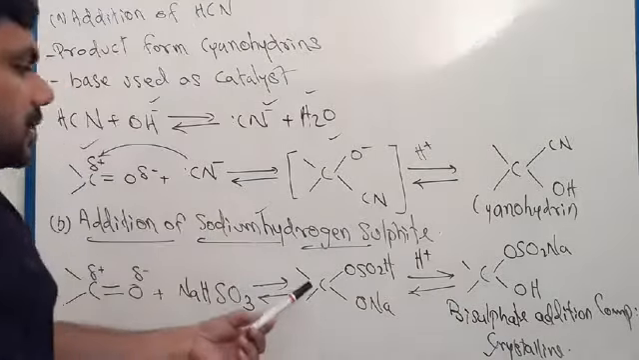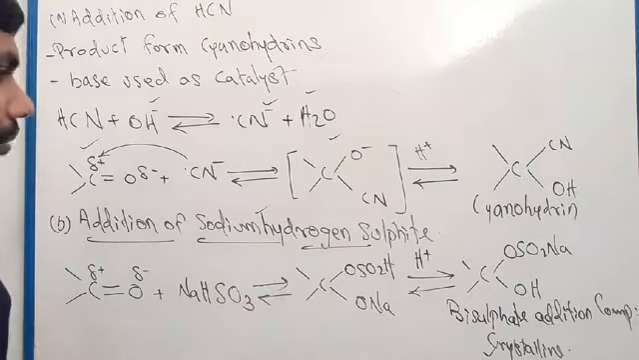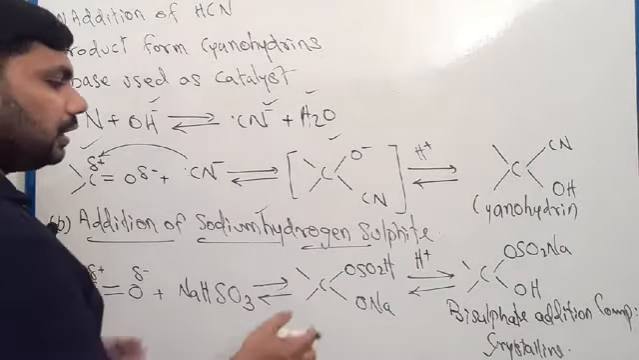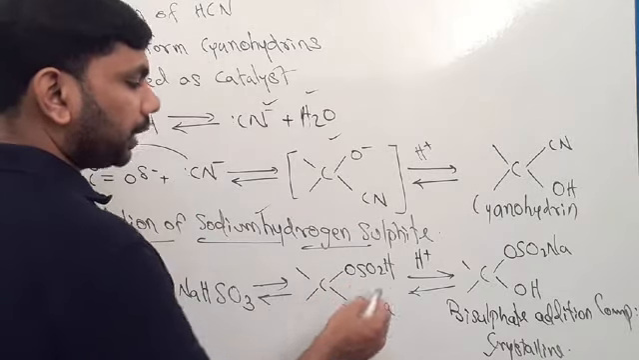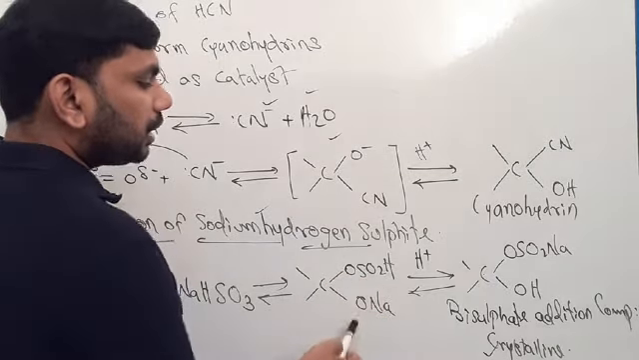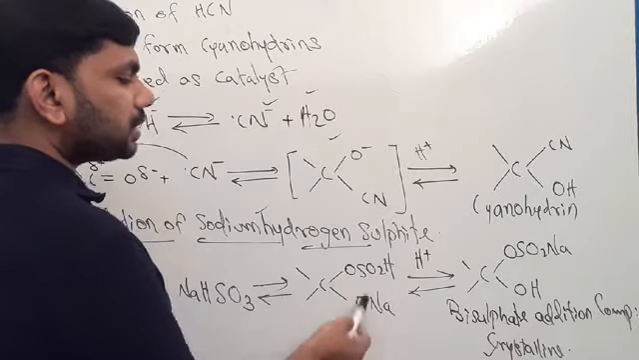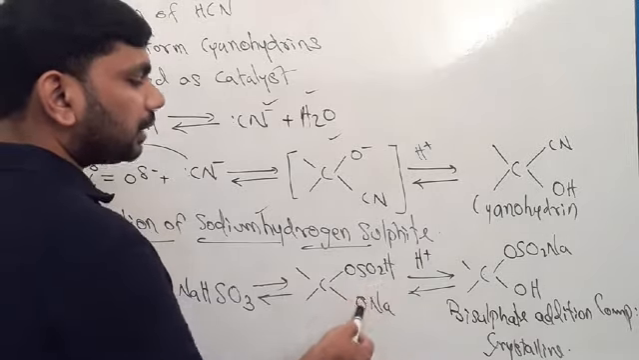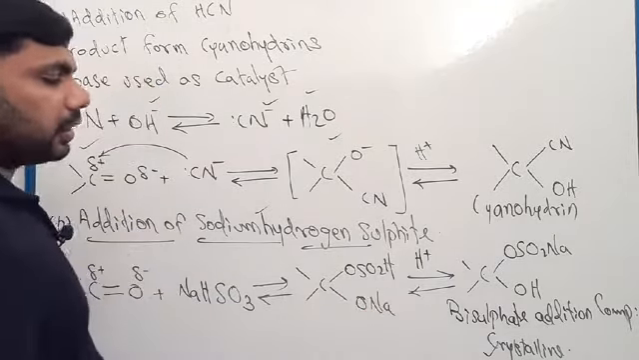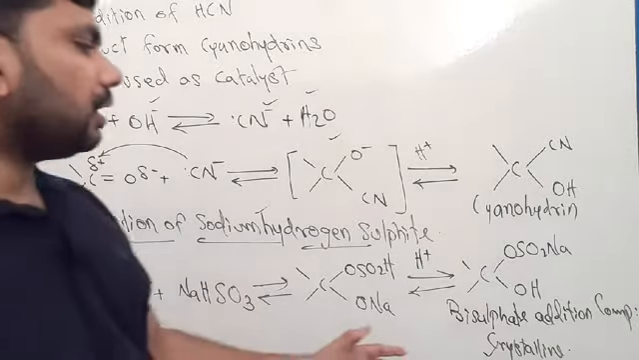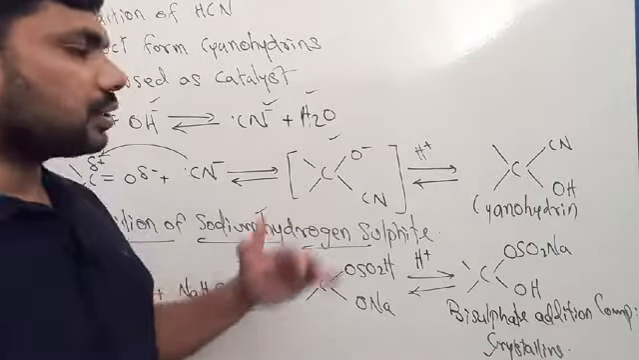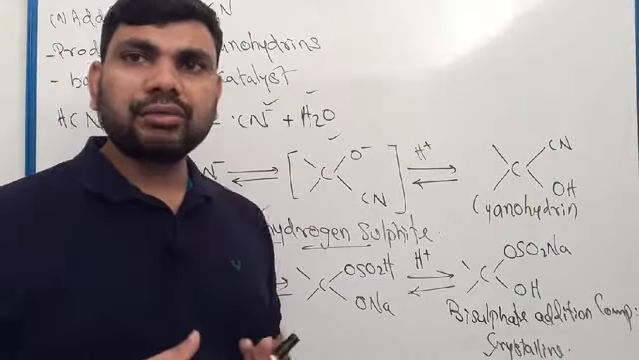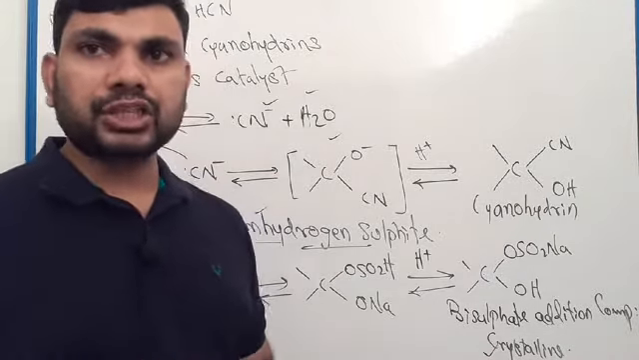Clear? And here this is the intermediate product formed. Look here, in the intermediate we have ONa and OSO2H. For the final product, rearrangement takes place and we get OSO2Na and OH. After rearranging, the final product is formed. Clear? So these are two examples of nucleophilic addition reactions.